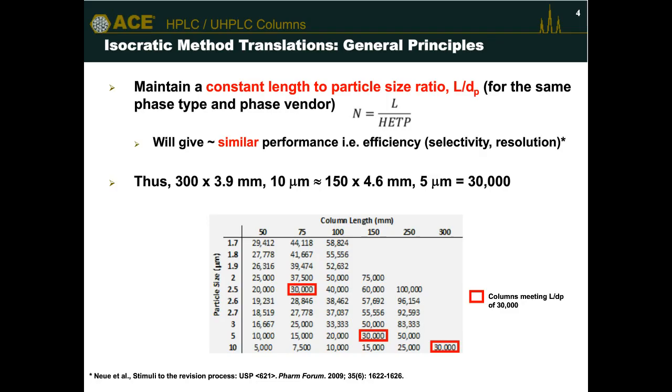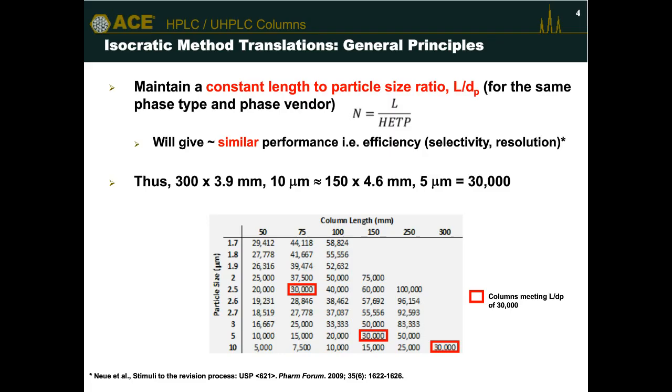And you can see from this table at the bottom of the slide the list of efficiency related to this length to particle size ratio for different format columns. So it tends to be that the longer the column or the smaller the particle size, the more efficiency that format has. But you can see there are very big differences in each of the column formats.